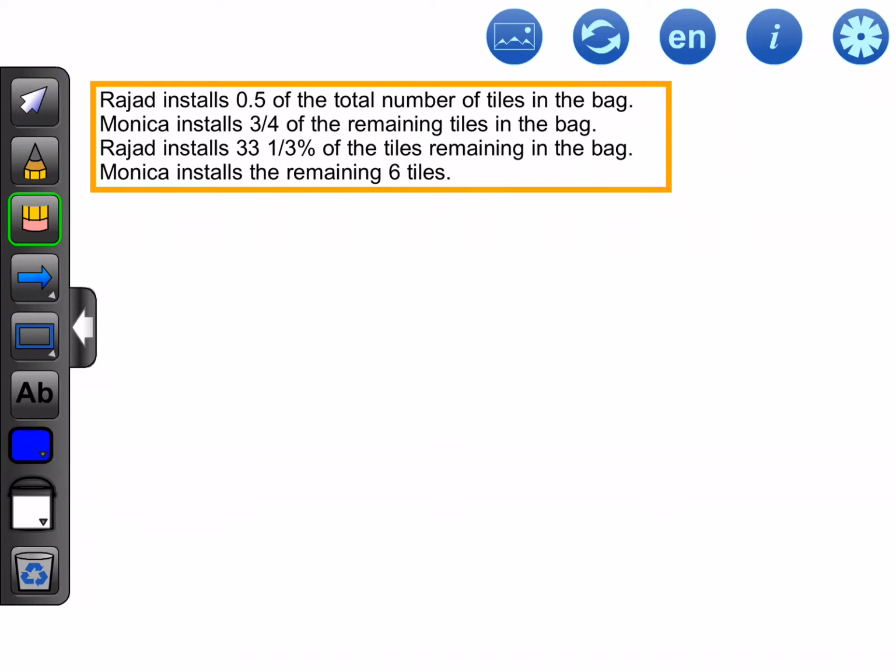Okay? Now let's try something else. I'm going to focus on these clues right here. So, remember that I said that 33 1/3% when I convert it to a fraction is 1/3.